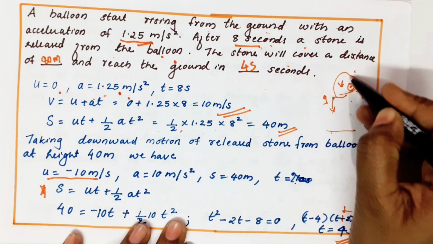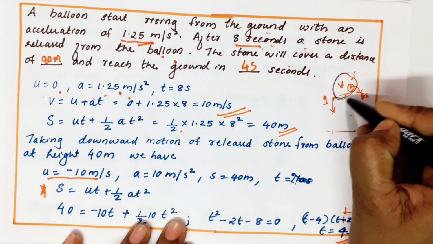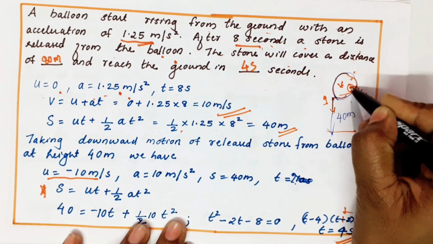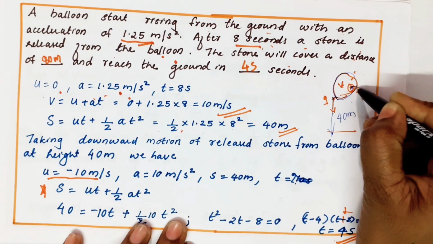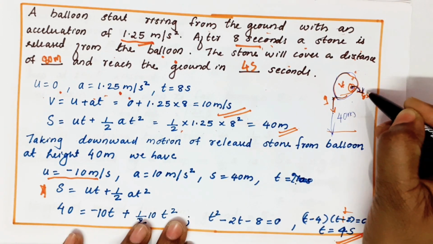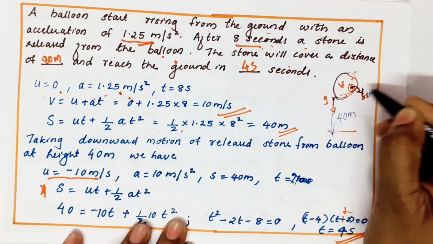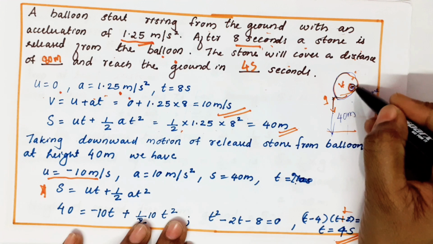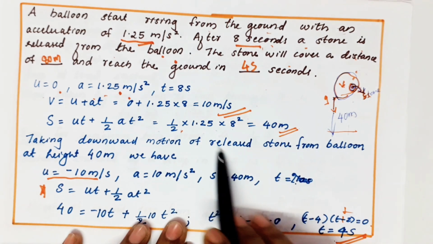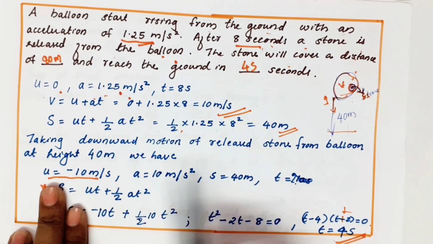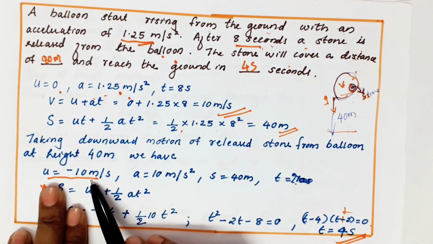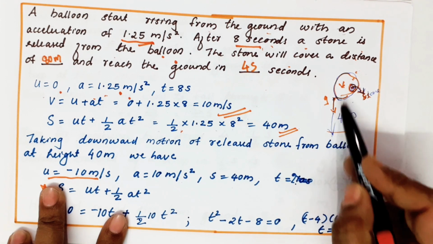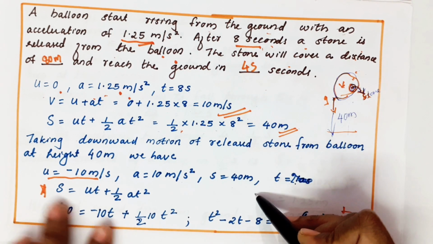It means that when the balloon reaches a distance of 40 meter, from here a stone they are throwing. So what will be the velocity of the stone at that point? The velocity of the stone at this point is nothing but the velocity of the balloon at this point. Okay, and the stone has to travel 40 meters. So I am taking here downward motion of the released stone. Released stone, u I am taking as minus 10. a I am taking as 10 meter per second square. And s means the distance it should travel, that is 40 meter.